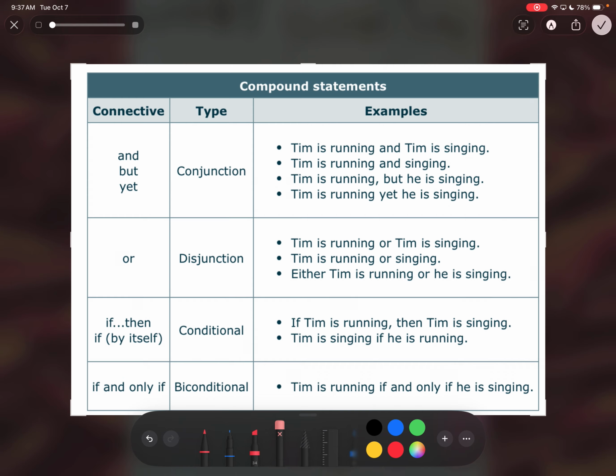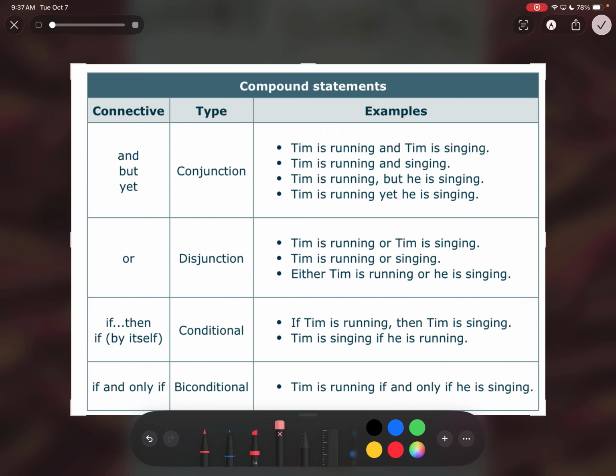And then those are the main ones we're going to talk about today. Next week, we talk about the conditional. Conditional is based on a condition, if, then. So if Tim is running, then Tim is singing, right? Like Tim has to be running in order for Tim to be singing.